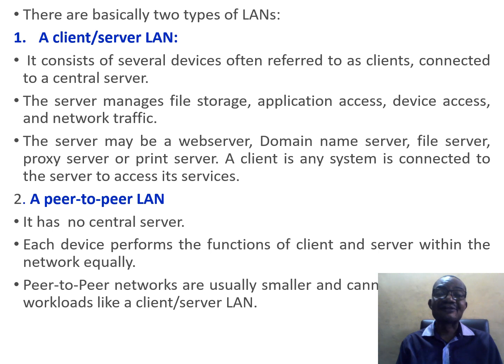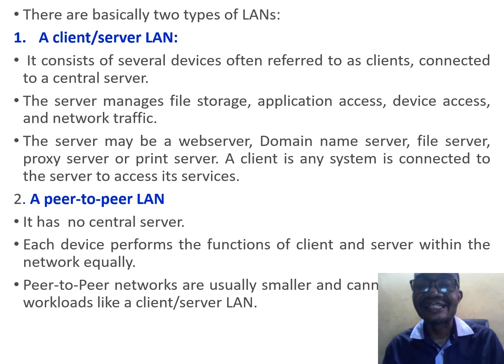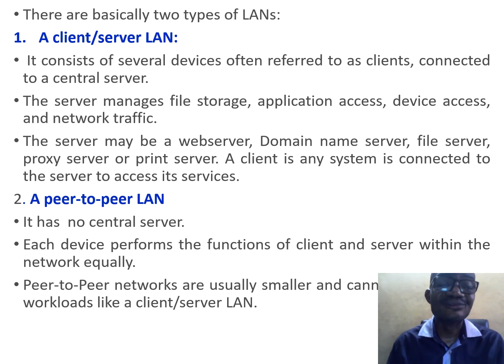There are basically two types of local area networks. Your client-server network, a client-server local area network. A client-server local area network consists of several devices, often referred to as clients, that are connected to a central server. The server manages file storage, application access, device access, and network traffic.